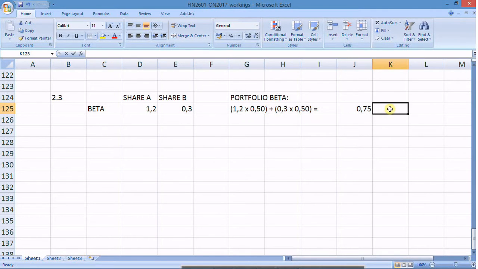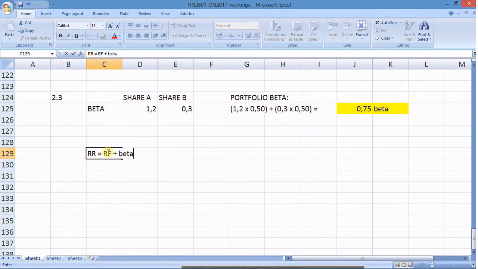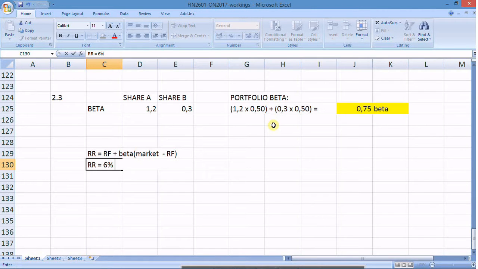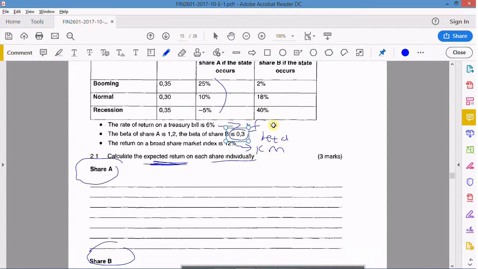Okay, there's the beta. So this represents the portfolio beta of the two shares. Okay, so then we need CAPM. Required return equals risk-free plus beta times the market minus the risk-free. So the required return would equal the risk-free, which in this question was given as a treasury bill rate, 6%, plus beta is 0.75, we just worked it out, times the market return.